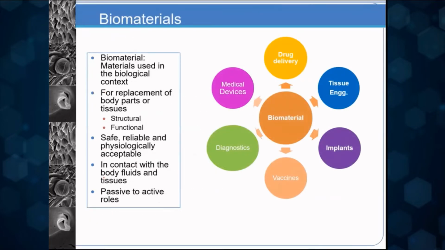Okay, so as most of you will be familiar, what we mean by biomaterials is essentially materials which are used in a biological context. Traditionally, these biomaterials were used as replacements for body parts, either structural or functional. And so they were predominantly implants. Now, as time went on, this role of the biomaterial has moved from what used to be just a passive role to a much more active role.